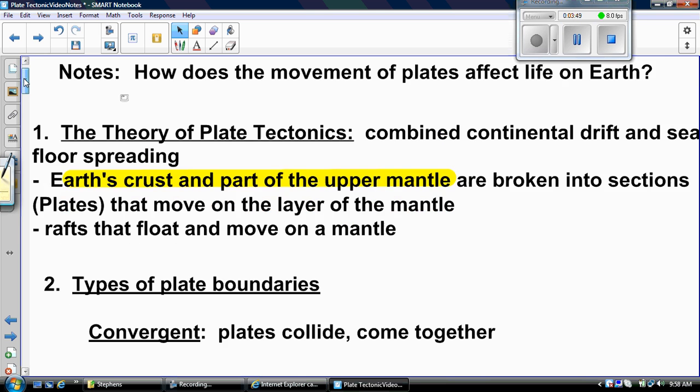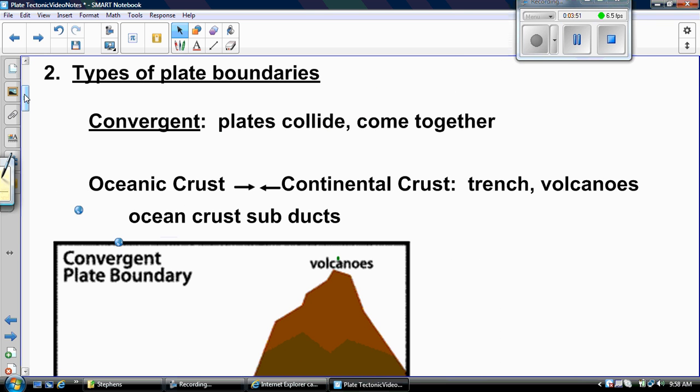So when we look at those plates, we're going to look at plate boundaries. Plate boundaries are where plates are meeting, are next to each other. And just so you guys know, there's not gaps between plates. They're moving different ways, but they're next to each other. So there's 3 different types of plate boundaries, 3 different ways that these big plates move. The first way that they move is called convergent. Convergent boundaries are when plates collide or come together.